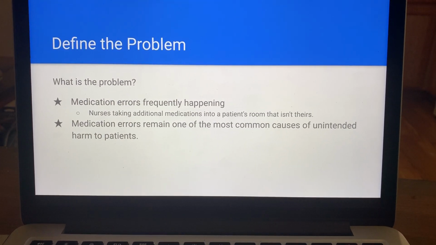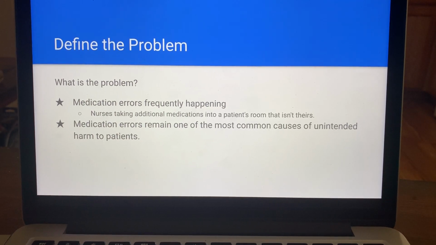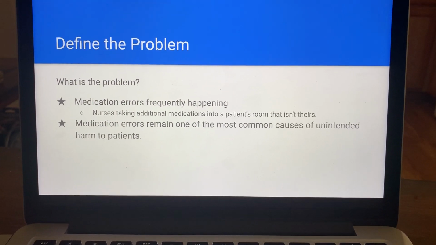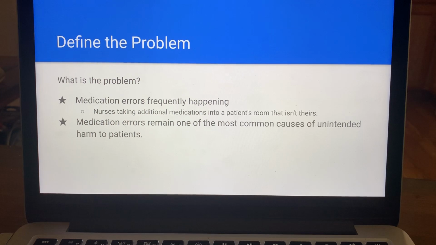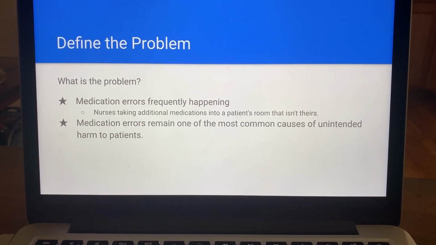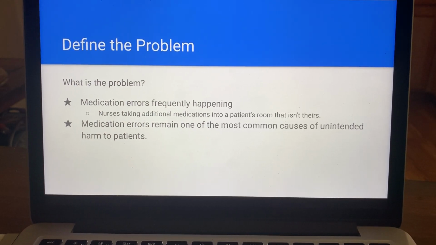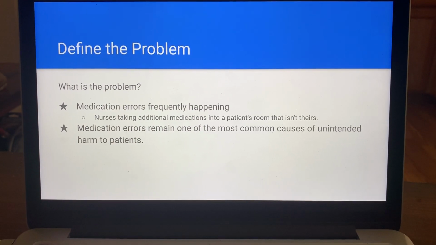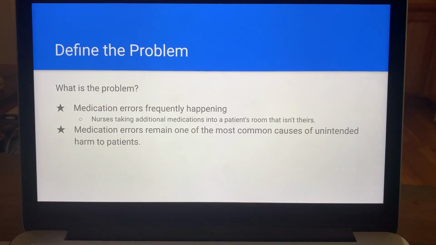So what is the problem? The problem is medication errors frequently happening in nursing. So medication errors remain one of the most common causes of unintended harm to patients. So it's really important when you're putting people in harm or putting them in maybe life-threatening situations sometimes.